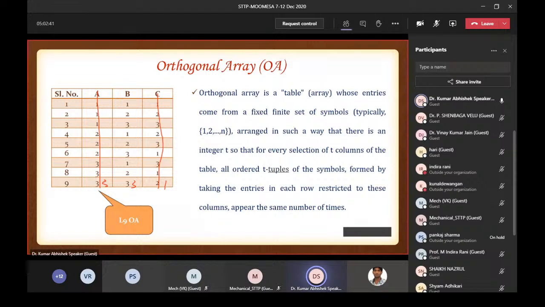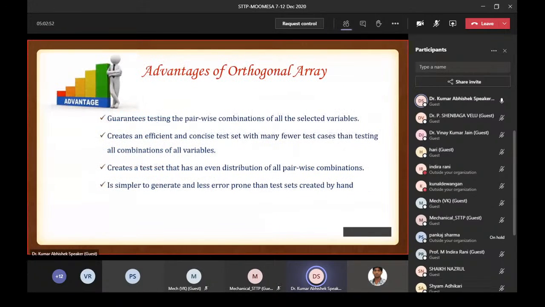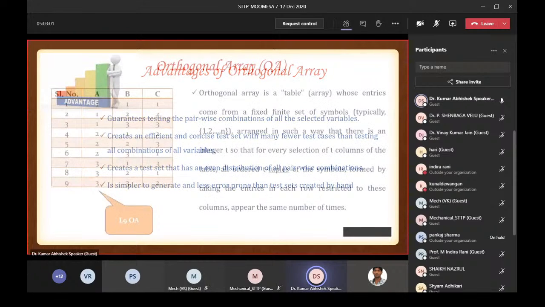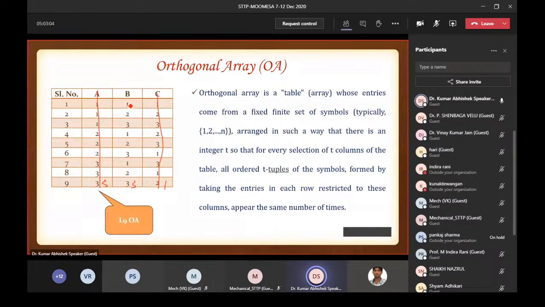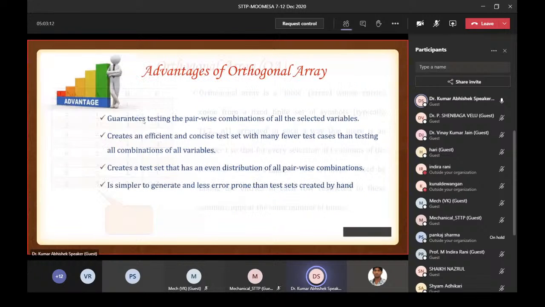Then, when Taguchi reduced the number of experiments, that is the efficient way to reduce the number of experiments. So the advantage of the orthogonal array is that it guarantees the test in the pairwise combination of all the selected variables. As I have said, all the possible combinations of the variables have been covered, and it creates an efficient and concise test set with many fewer tests, as you have a total of 27 experiments and you have reduced them to only 9 experiments.